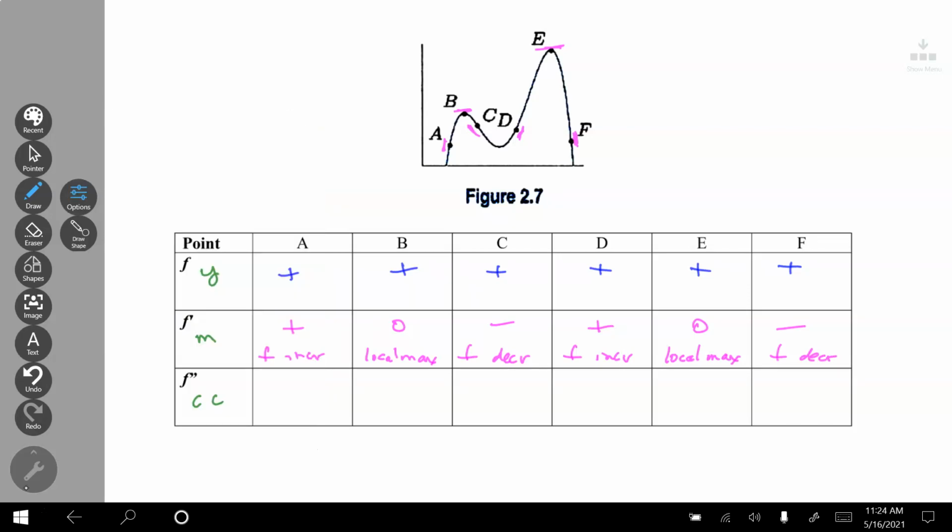the concavity. Well, I'm going to note the inflection points. I think C looks like an inflection point. I do not think D is an inflection point. I would say it would be somewhere higher up. I think those are inflection points.